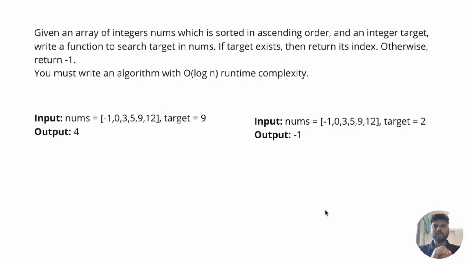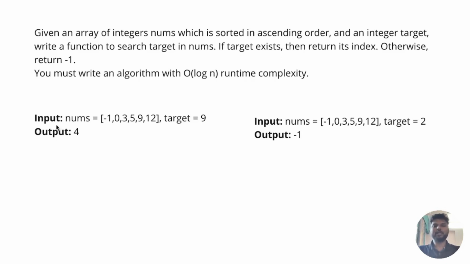So now let's look at the problem statement which is given on the screen. Given an array of integers nums which is sorted in ascending order and an integer target, write a function to search target in nums. If the target exists, then return its index, otherwise return -1. And you need to write an algorithm which runs in O of log n runtime complexity. So basically you need to find a number in the array.